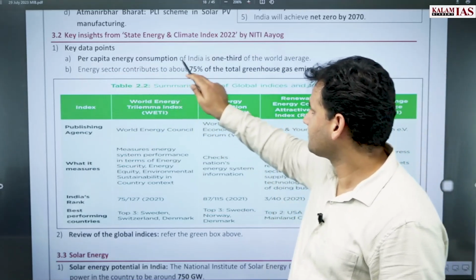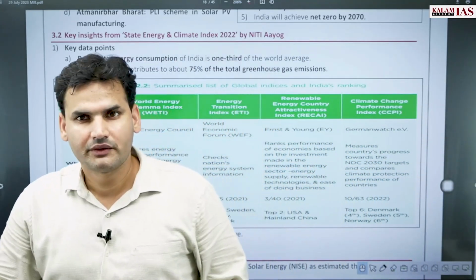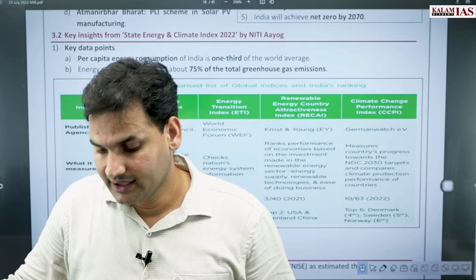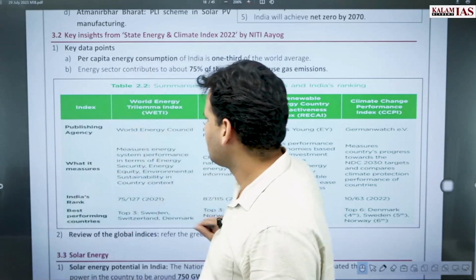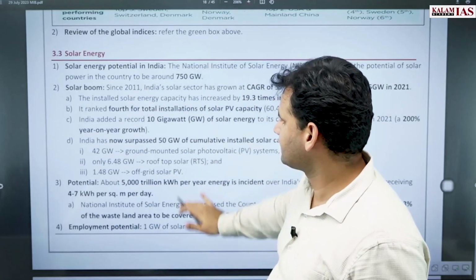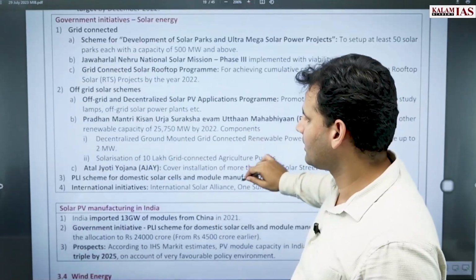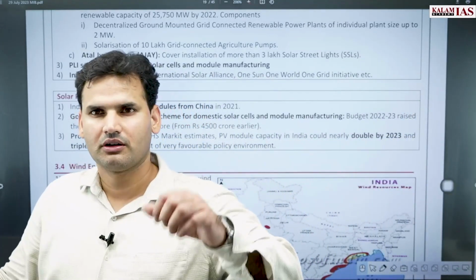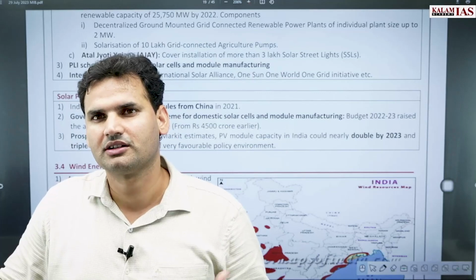So per capita energy consumption of India is one third of the world average. Also you can remember one thing, that on an average an Indian utilizes less than one tenth of the energy in comparison to a citizen of the USA. Right? Then in terms of solar energy and wind energy, what is our status? All of this is mentioned. And wind energy and solar energy were asked as a part of GS paper 1, that despite the potential for solar and wind energy, there are regional variations or disparities. So what are the regions?